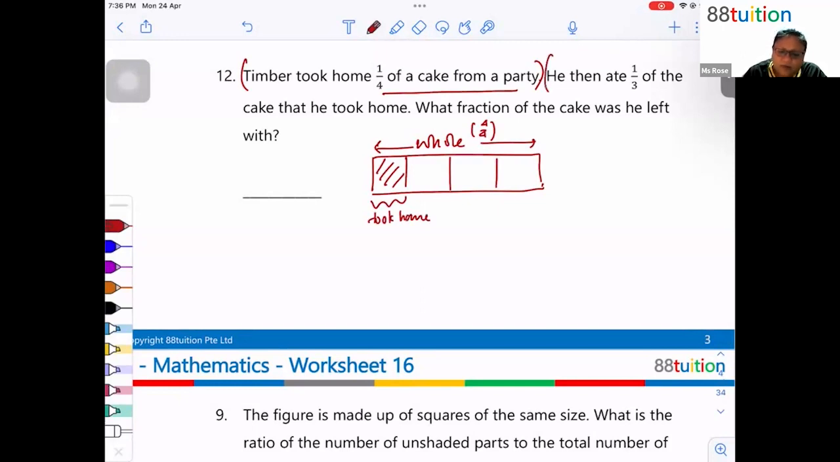And of what he took home, he ate 1/3 of the cake. So that means I take this and cut it into 3. This is what he ate. Okay, into 3 units. So all this will be 3 units. So he ate 1 unit.